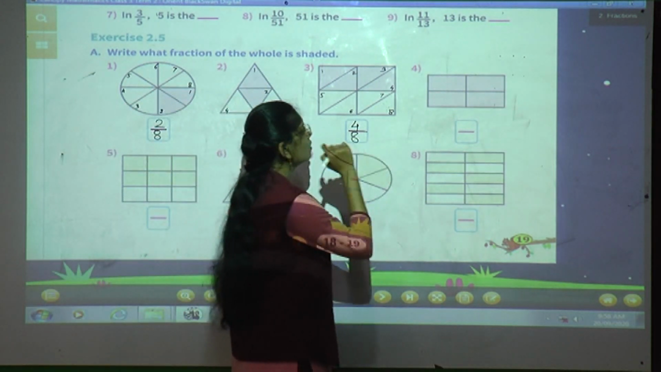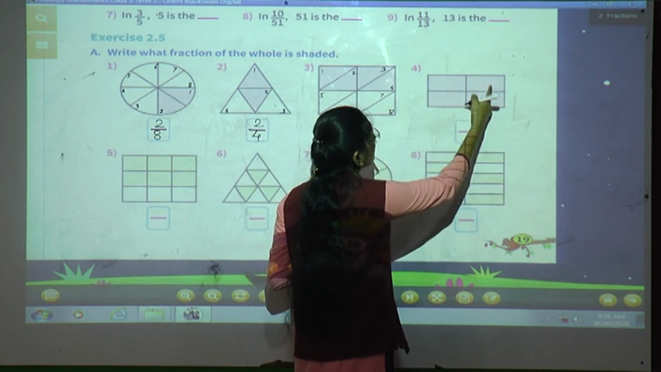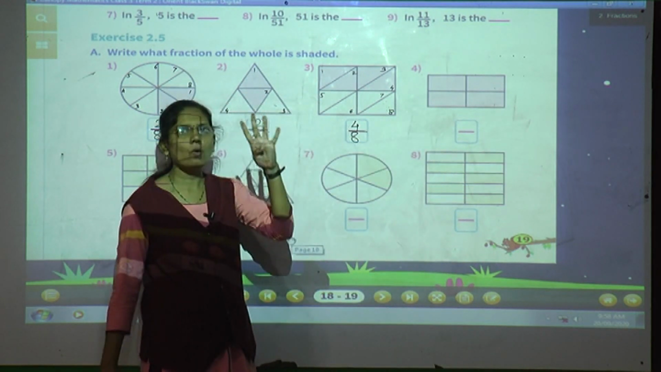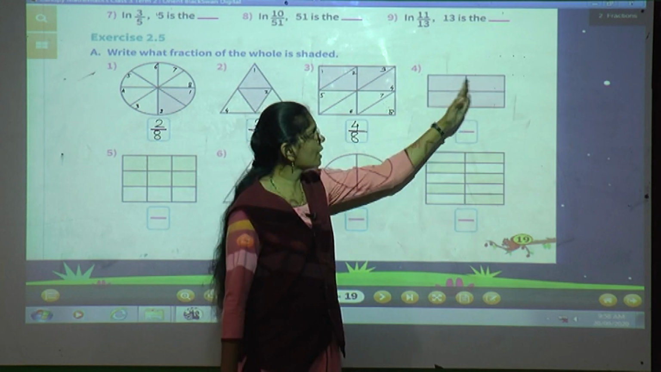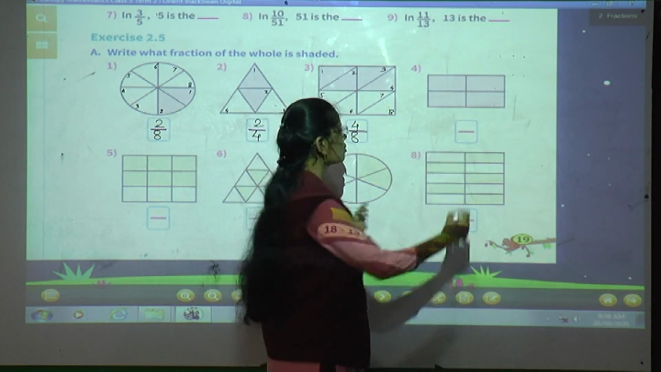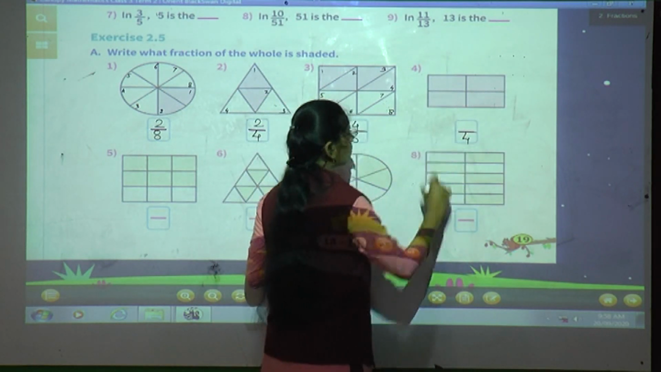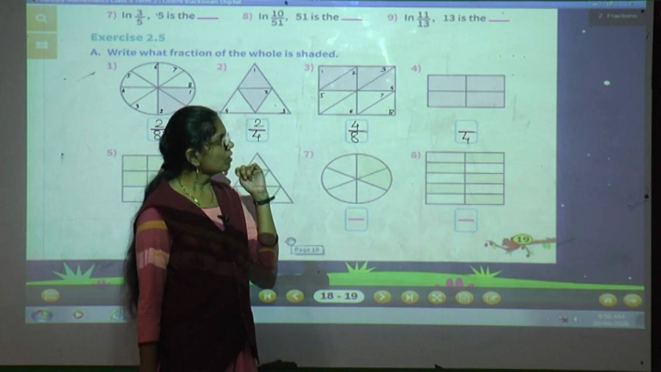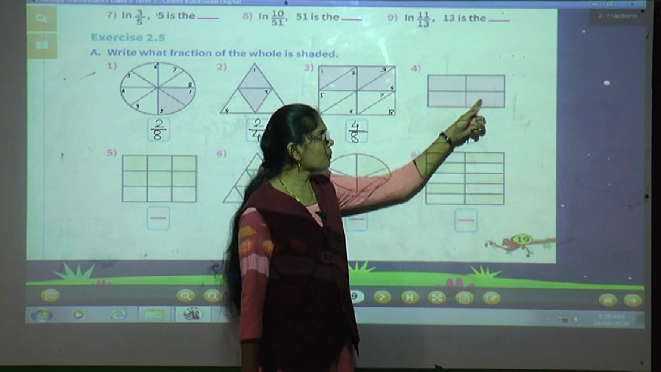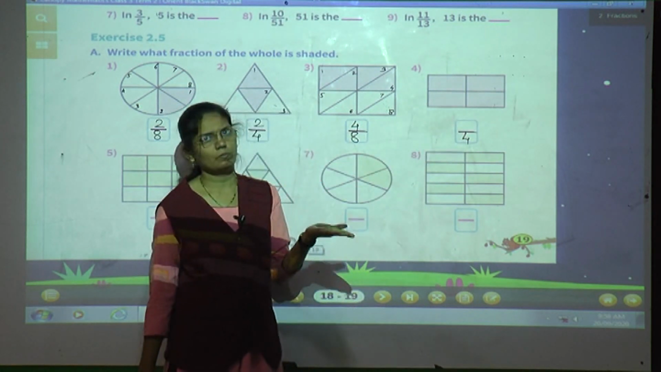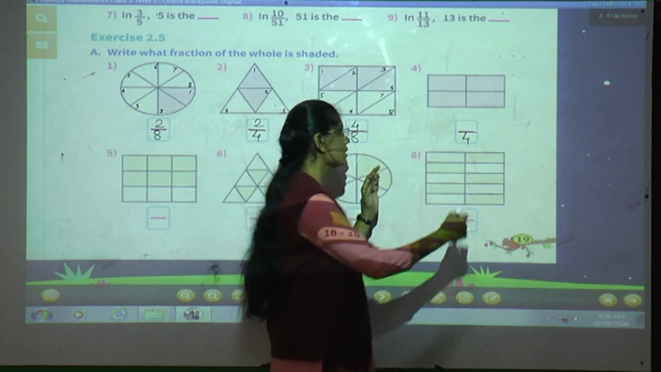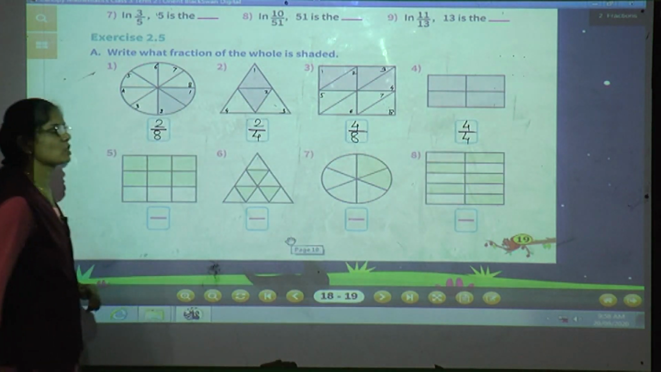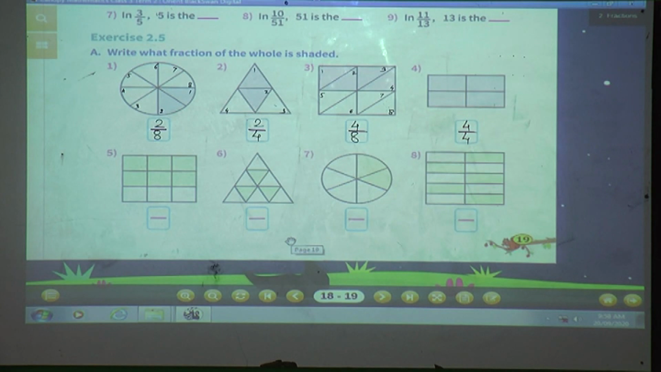Now we'll move to the fourth one. Now see here. Here how many parts are there? This whole is divided into 4 equal parts. You can see here 1, 2, 3, 4. So we'll write here 4 at denominator because the whole is divided into 4 parts. Now how many parts are colored? All 4 parts are colored only. So at numerator place also we can write 4 and the fraction is 4 by 4.